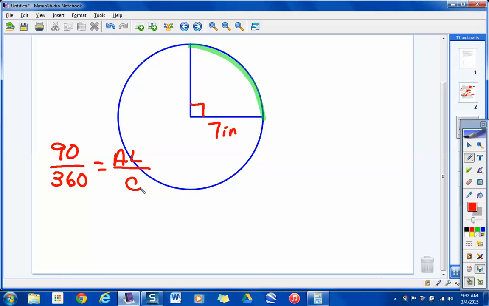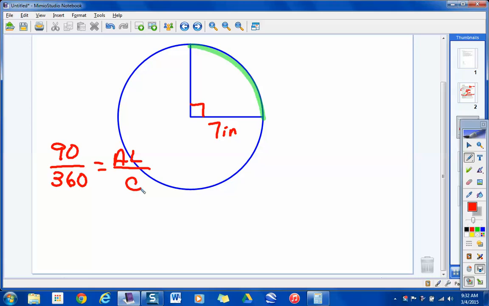I'm comparing part angle to a whole circle angle-wise. Comparing part of the circumference to the whole circumference. Part to whole, part to whole. Could I set a proportion up here? Do I have enough information to figure out what the whole circumference would be? Who's got a calculator handy? My circumference would be pi times diameter, right? What's the diameter across here? 14. I can take 14 times pi, which I believe is, is it 43.96? Something like that? 43.98.